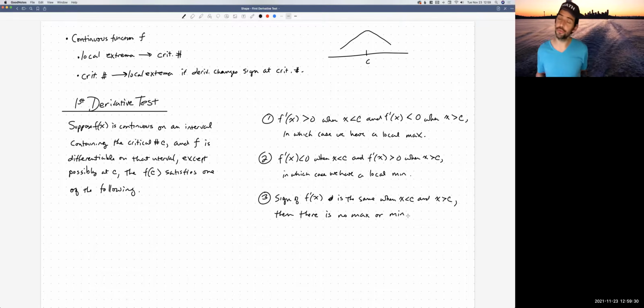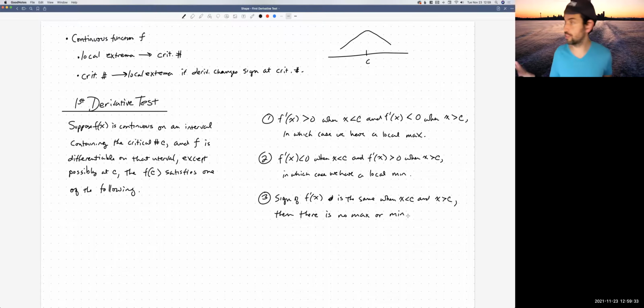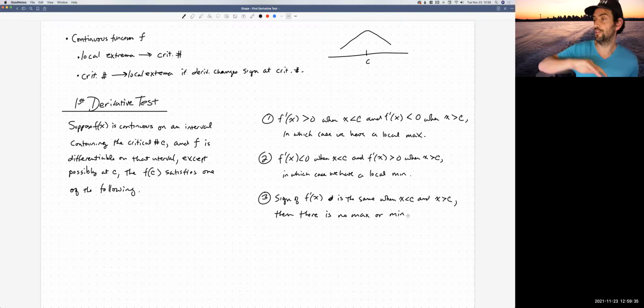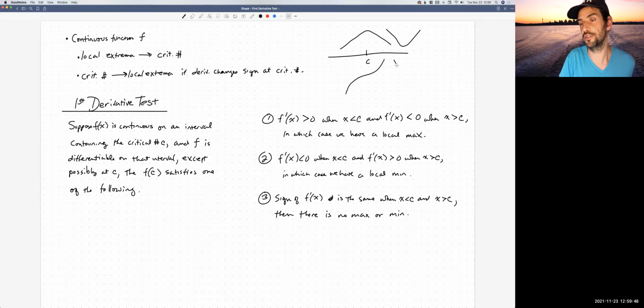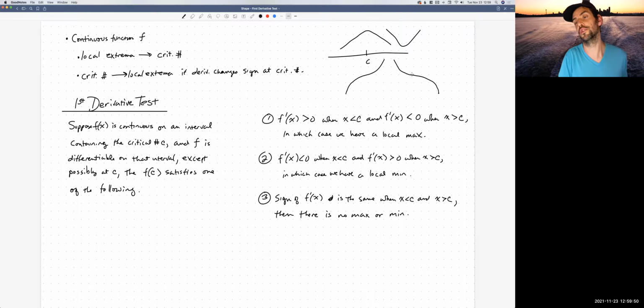Okay, so one of those three things is going to happen. As we approach c from the left, we're either increasing and then decreasing, or decreasing and then increasing. So we could be doing this, or something like this: increasing and then continuing to increase, or decreasing and continuing to decrease, right?